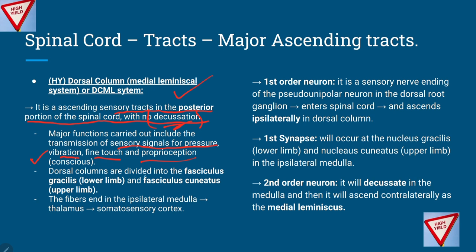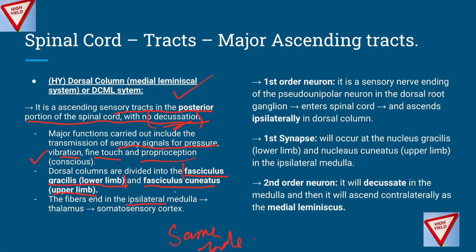Then we have the dorsal column that is divided into fasciculus gracilis, which will have the neurons from the lower limb, and the fasciculus cuneatus that will have the neurons from the upper limb. The fibers will end in the ipsilateral. Ipsilateral means same side. So remember this part. You're going to hear contralateral and ipsilateral. Ipsilateral, same side; contralateral, the other side.